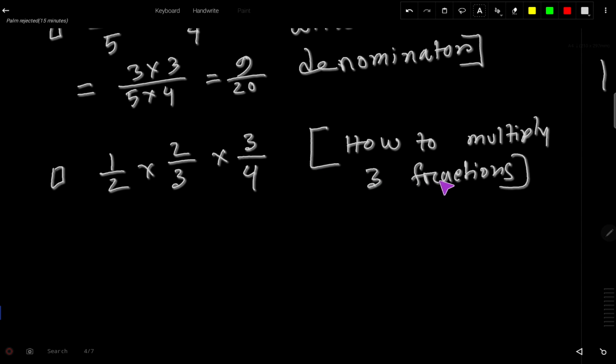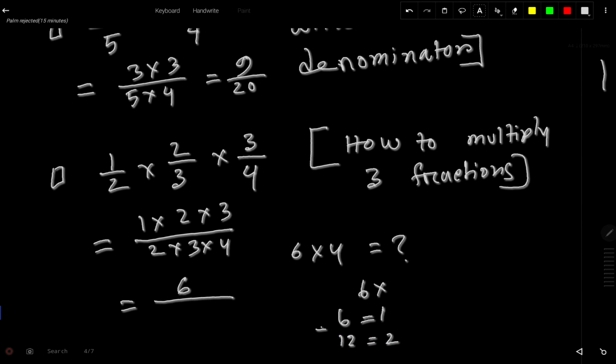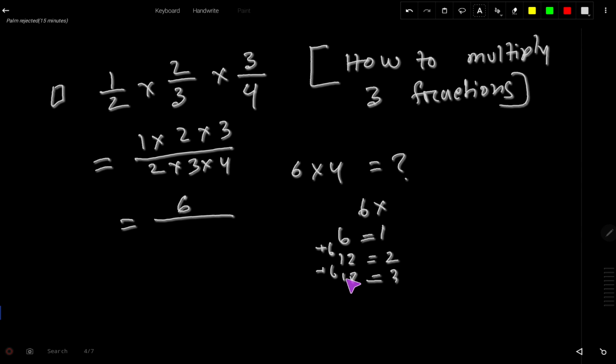So how to multiply 3 fractions or 4 fractions or 5 fractions? Just we need to multiply top to top, 1, 2, 3, and bottom to bottom. So we are getting here, look, 1 times 2, 2, 2 times 3, 6, 6 times 4, 6 times 4 equal to what? Look, 6 times 1 equal to 6, 6 times 2 equal to 12, because just you have to add 6 with this 6. Then 6 times 3 equal to 18, right? Just you have to add 6 with this 12, then you are getting 18. And 6 times 4, just you have to add 6 with this 18, that is 24, right?